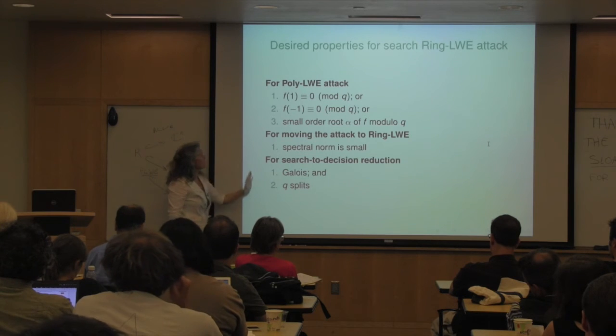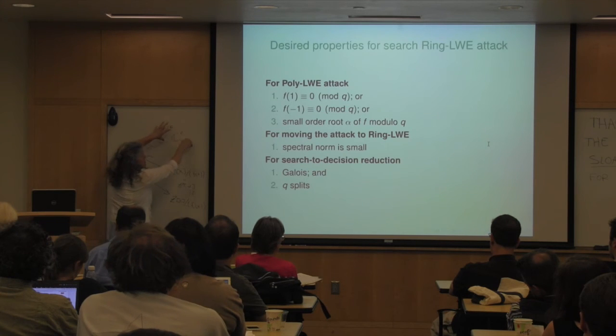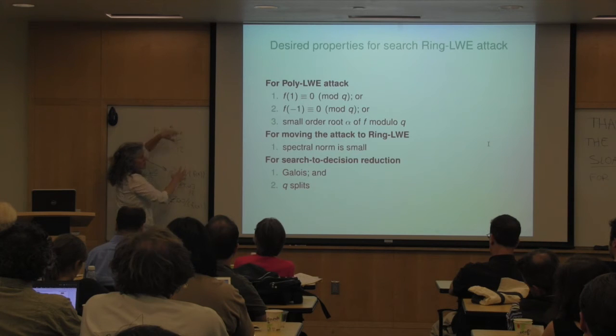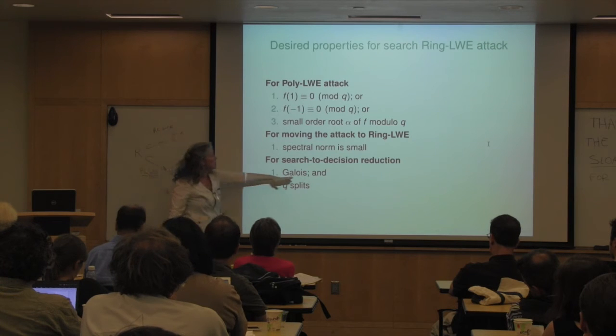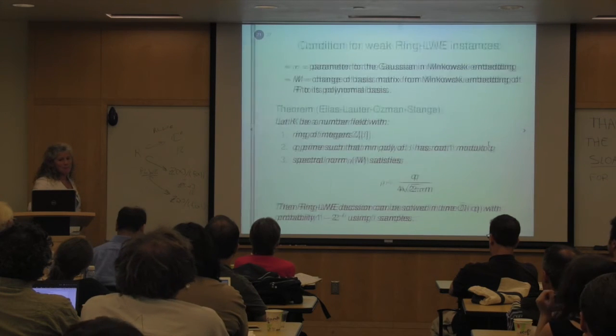And then if you actually want the search to decision reduction to go through, that is to change your attack from an attack on the decision problem into an attack on the search problem of RLWE, for example, it would be enough for the field to be Galois and Q split in there.